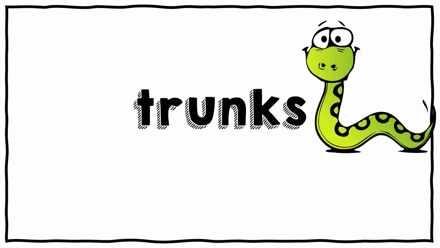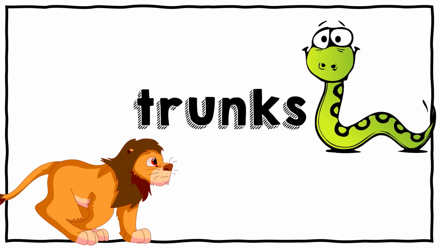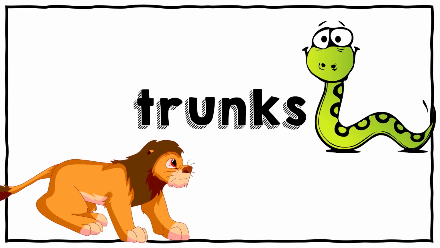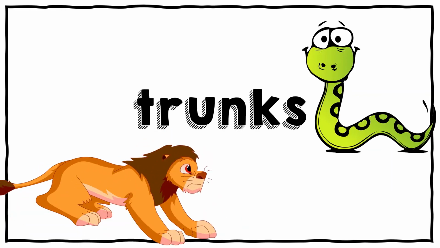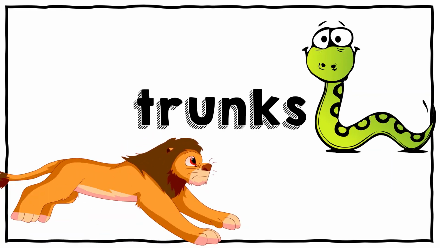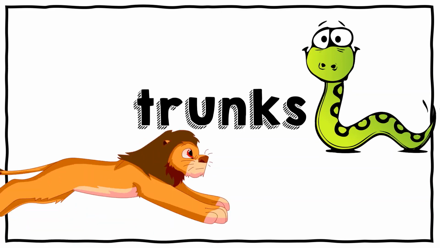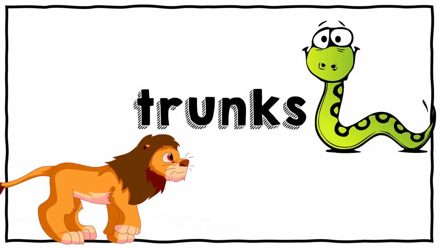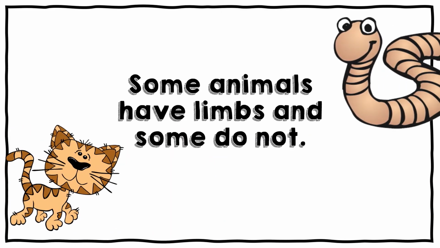Trunks. The snake has a trunk which doesn't have any limbs, while the lion has a strong and thick trunk which has limbs attached to it. Some animals have limbs and some do not.